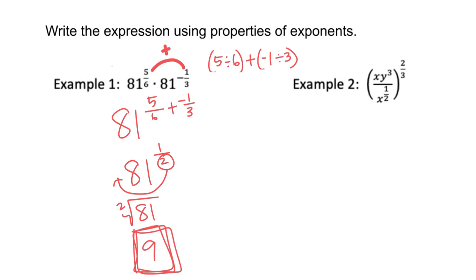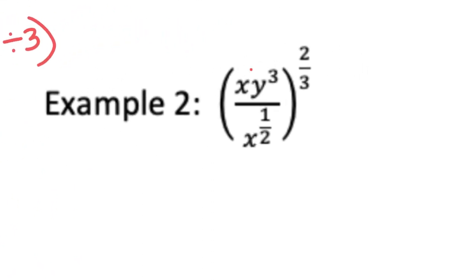There's a lot more happening in example 2. The first thing I notice is this whole thing is in parentheses with an exponent outside. So I'm going to take that exponent on the outside and I'm going to multiply it times all of the exponents on the inside. So this x right here has a 1 on it. The y has an exponent of 3, and this x down here has a 1/2. So I'm going to multiply each of those times 2/3. So 1 times a 2/3 is a 2/3. So now it's an x to the 2/3.